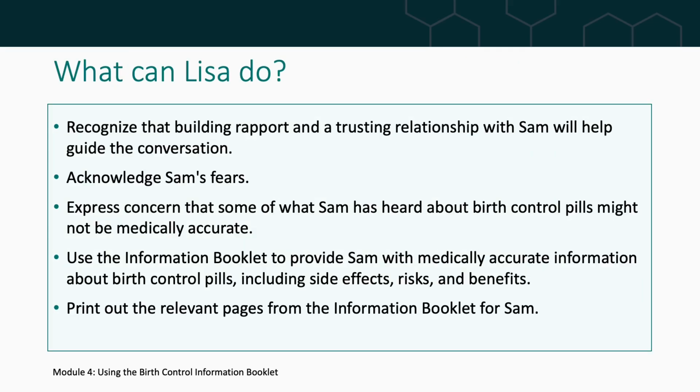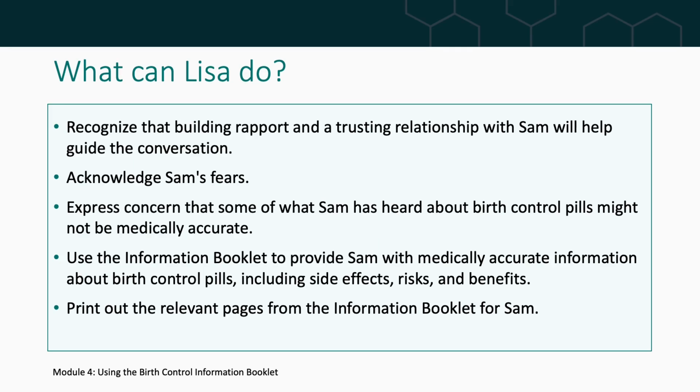It is important for Lisa to first recognize that building rapport and having a trusted relationship will be key to having this conversation with Sam. This is an opportunity for Lisa to serve as a trusted adult in Sam's life and educate her more about birth control. Lisa can also acknowledge Sam's fear and express concern that some of what she has heard about birth control pills might not be medically accurate.